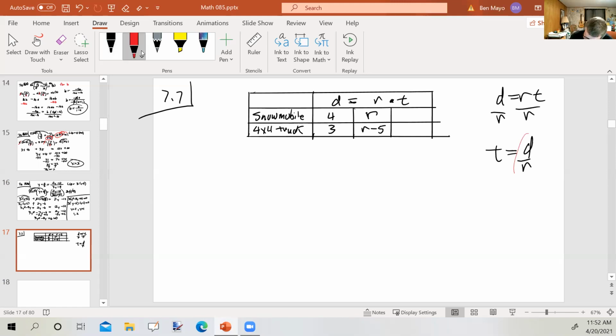Yes. So we're going to take this relationship and say, if time equals distance divided by rate, then the snowmobile time would be 4 divided by R, distance divided by rate, and the 4x4 truck would be 3 divided by R minus 5. Okay? You all right with that? I believe so. Got any questions there? No. Okay, that's the whole point of doing that problem. We're going to look at another table now.